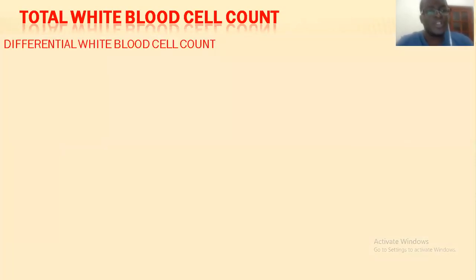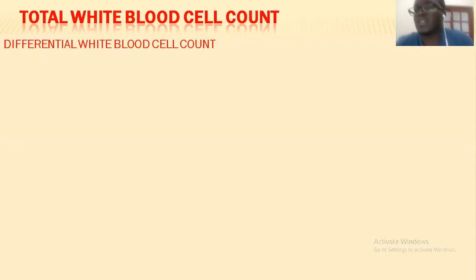Moving on to differential white blood cell counts. Here you're interested in different types of white blood cells. So you want to come up with a leukogram. A leukogram, you want to quantify how many neutrophils, how many monocytes, how many basophils, how many eosinophils, and how many lymphocytes. So you're going to do a differential white blood cell count. You want to differentiate the different types of cells.